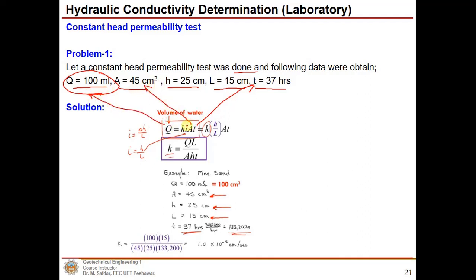A is given, and I we can obtain using this equation, delta H divided by L, and L is given 12 centimeter. So if we plug in those values and we do necessary unit conversions from hours to seconds and milliliters to cubic centimeter, we can easily find out the hydraulic conductivity in centimeter per second.